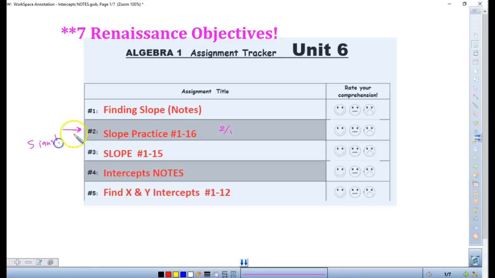If you're making sign errors on your slope practice, it's going to affect a lot of things when we get to writing equations. So if you're making mistakes, be sure to ask me or one of your seatmates to get that cleared up. All right, so get your tracker filled in for your Intercepts notes and your Intercepts assignment. And you can pause this anytime you need a little more time, and let's get started.